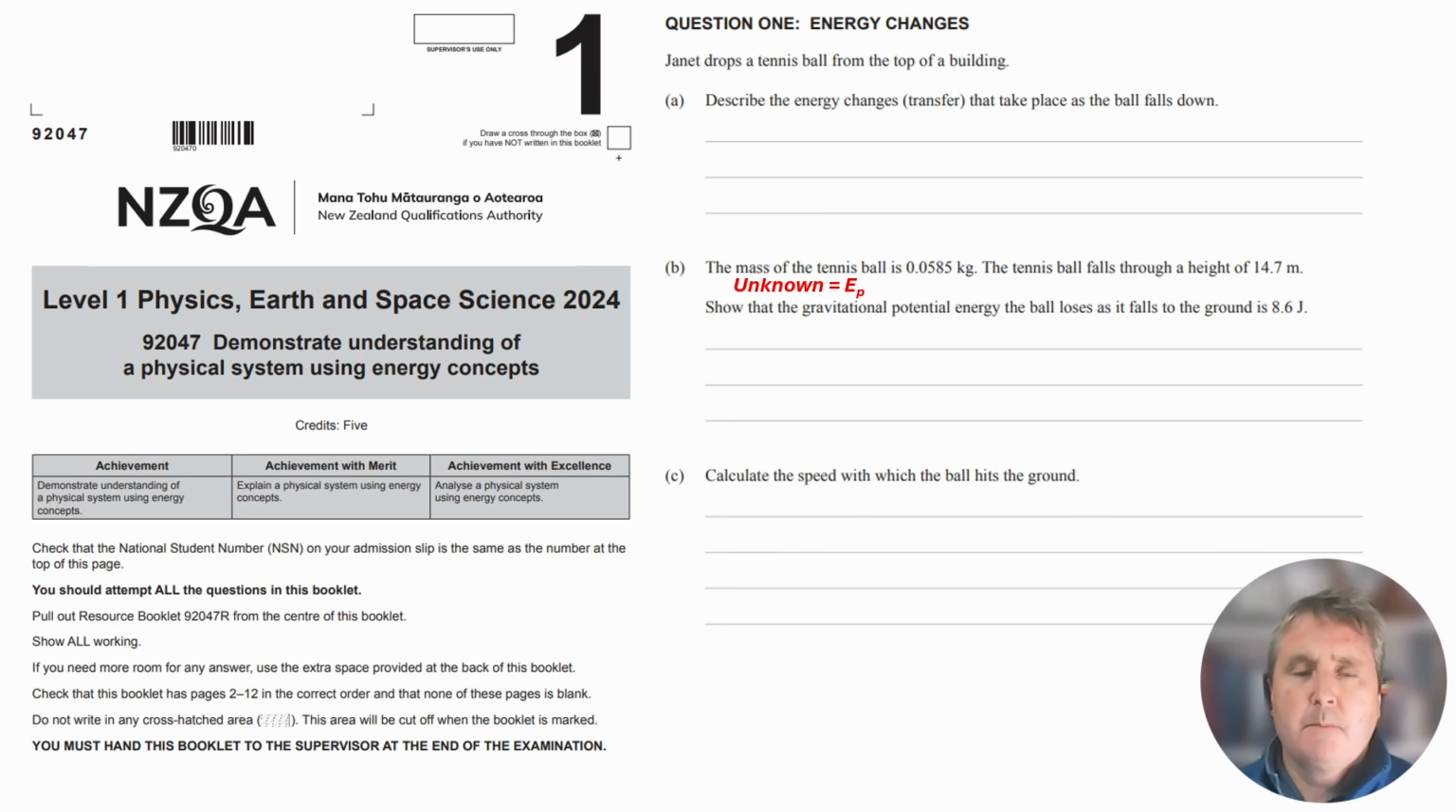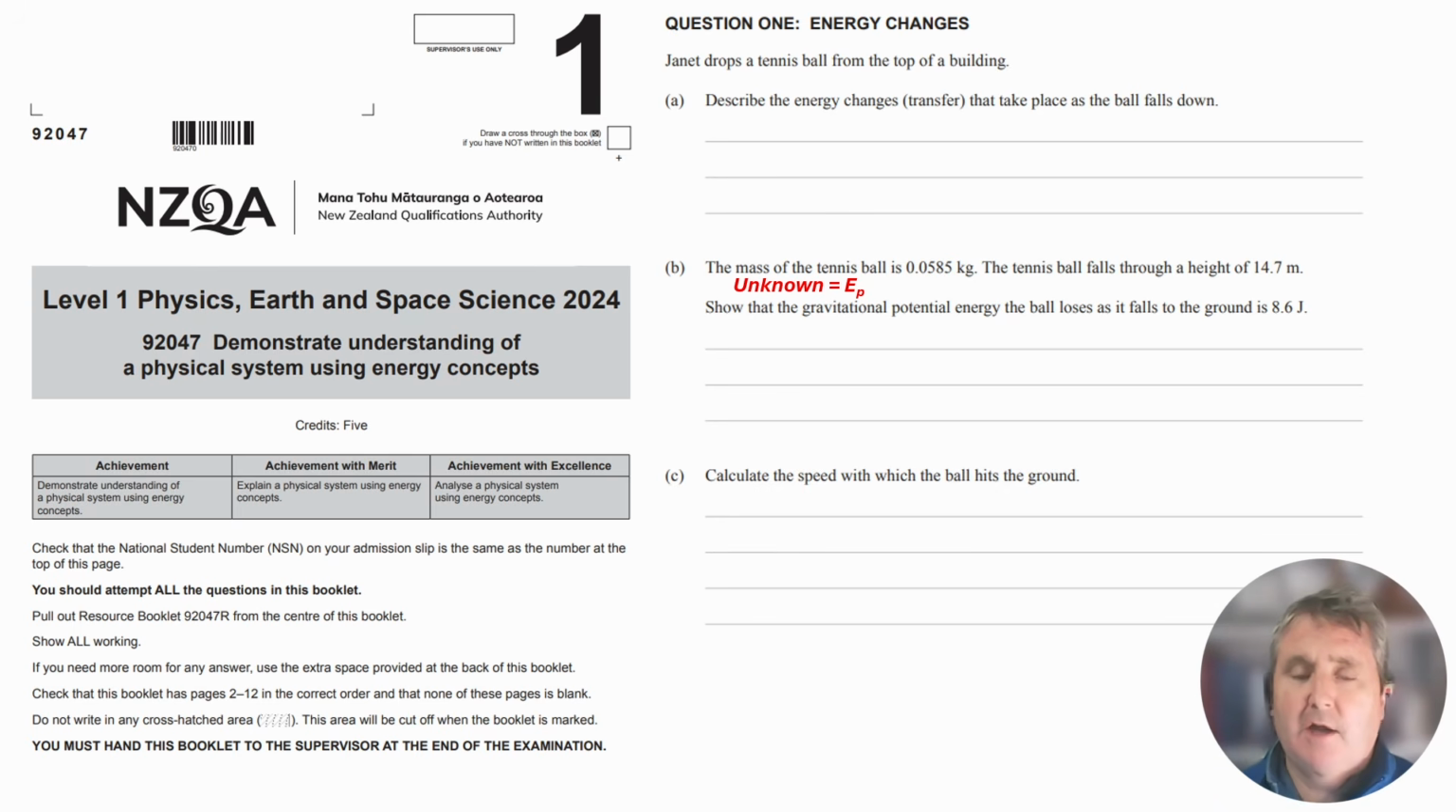Okay, so we can see here on the first page of the exam booklet it's telling us it's 5 credits, which each of the standards are at level 1. Instructions here say you should do all of the questions, show all working, and if you need extra space, use the back of the booklet. Don't write on the side area. And okay, let's get into it.